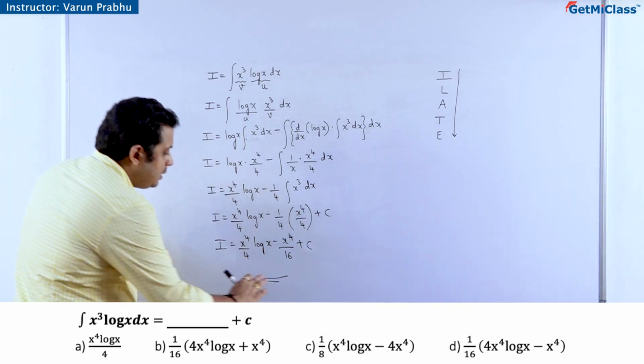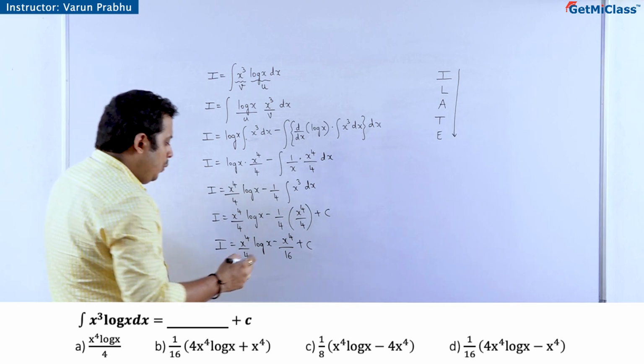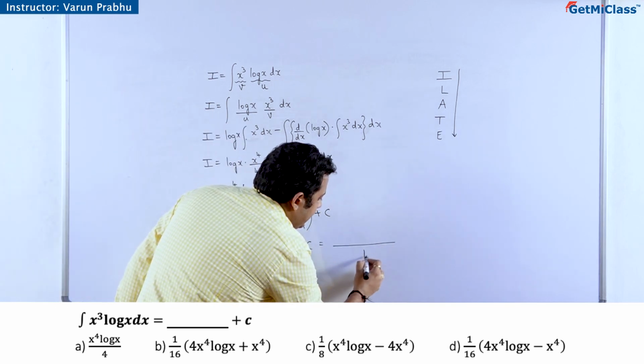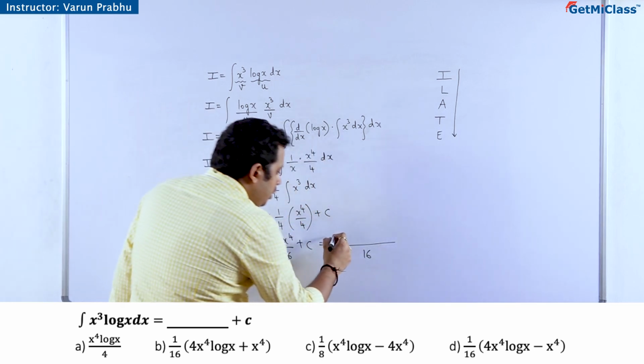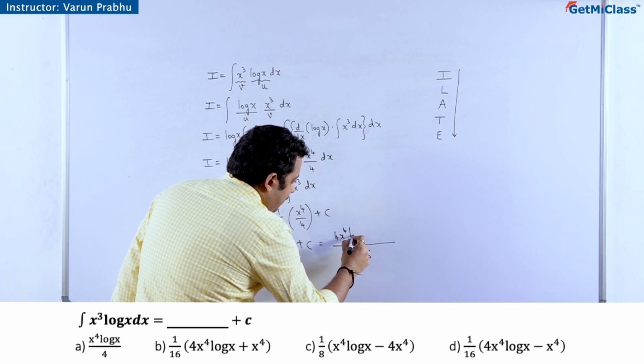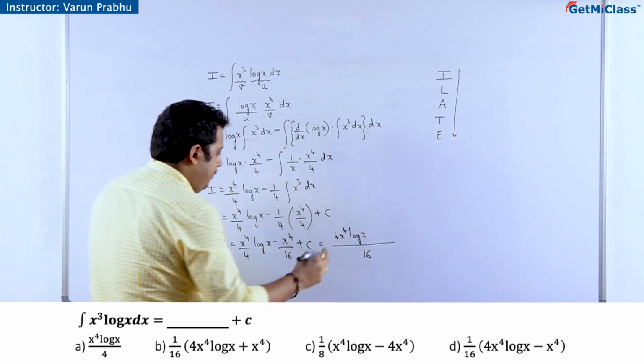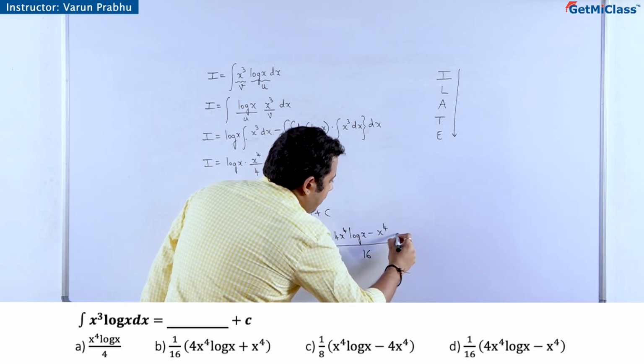But if you look at this, this is not the form of the answer which is given, no? So what to do? We will take the LCM. 16 will be the common LCM. So it will be of the form 4x to the power 4 log x minus x to the power 4.